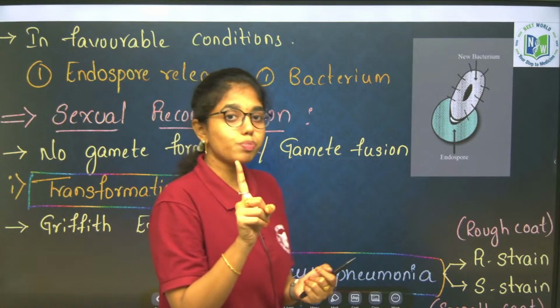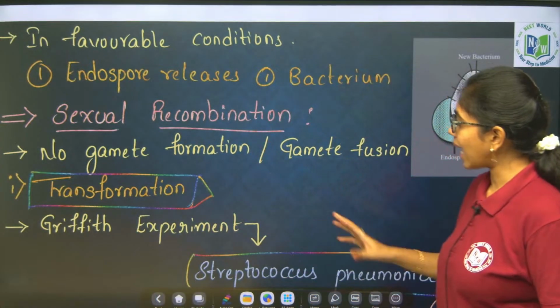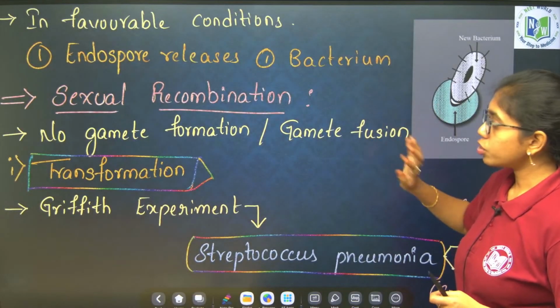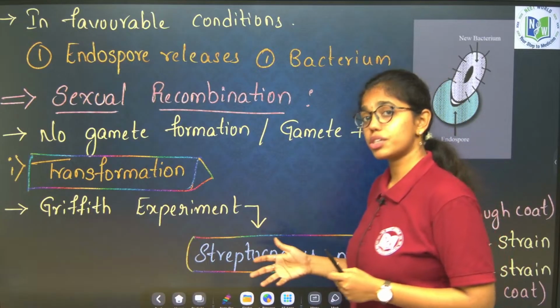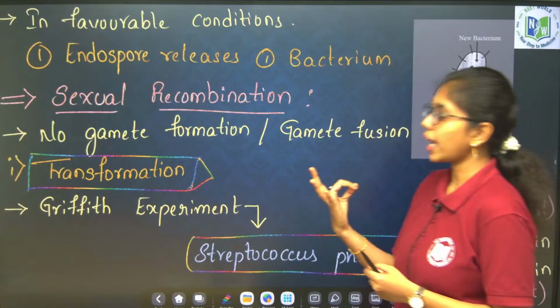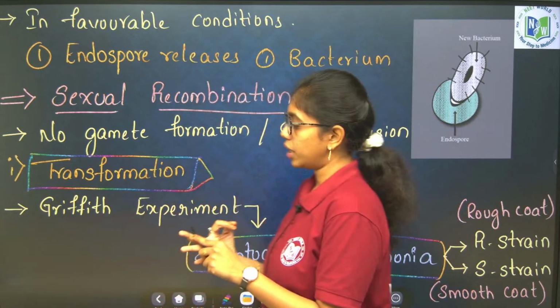From one endospore, only one bacterium will come. Sexual recombination: there is no gamete formation or gamete fusion over here. That is why we are not calling it sexual reproduction, rather we are calling it sexual recombination. We have three types as such: transformation, transduction and conjugation.